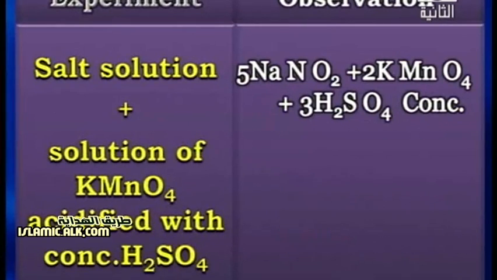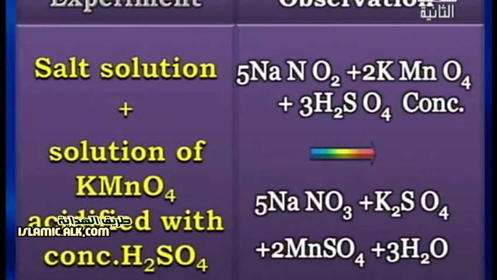As the equation on the screen shows, sodium nitrite plus potassium permanganate plus sulfuric acid gives sodium nitrate, potassium sulfate, manganese sulfate and water. So the nitrite removes the color of the potassium permanganate, as potassium permanganate is an oxidizing agent. So it changes the nitrite radical into nitrate radical.